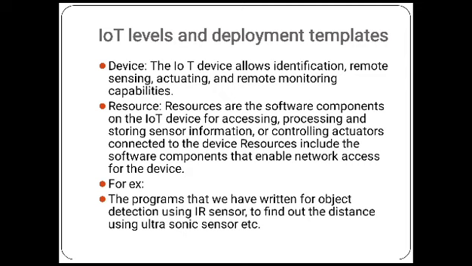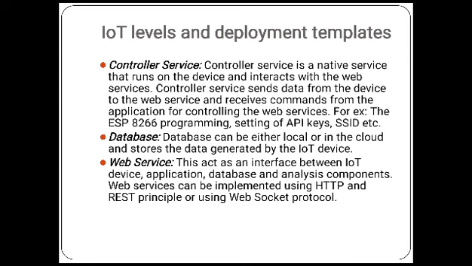Device. The IoT device allows identification, remote sensing, actuating and remote monitoring capabilities. Resources. Resources are the software components on the IoT device for accessing, processing and storing sensor information or controlling actuators connected to the device. Resources include the software components that enable network access for the device. For example, a program written for object detection using an IR sensor, or finding distance using an ultrasonic sensor.